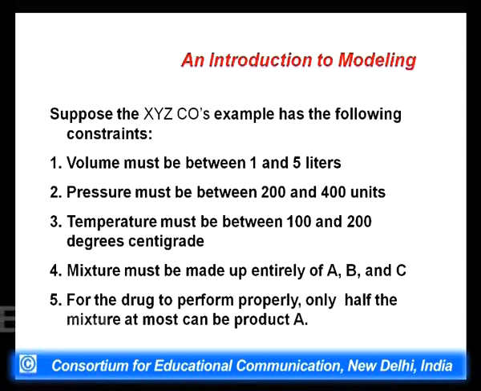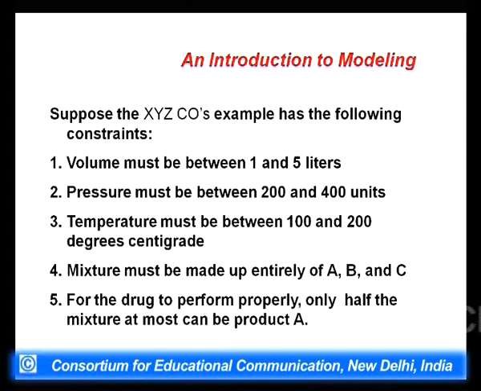Now, let us assume XYZ company's example: the volume must be between 1 and 5 liters, pressure must be between 200 and 400 units, and similarly temperature must be between 100 and 200 degrees. These are the constraints under which we have to work. The mixture must be made up entirely of A, B and C, and no other chemical may be used. For the drug to perform properly, only half the mixture at most can be product A. So, these are the constraints.